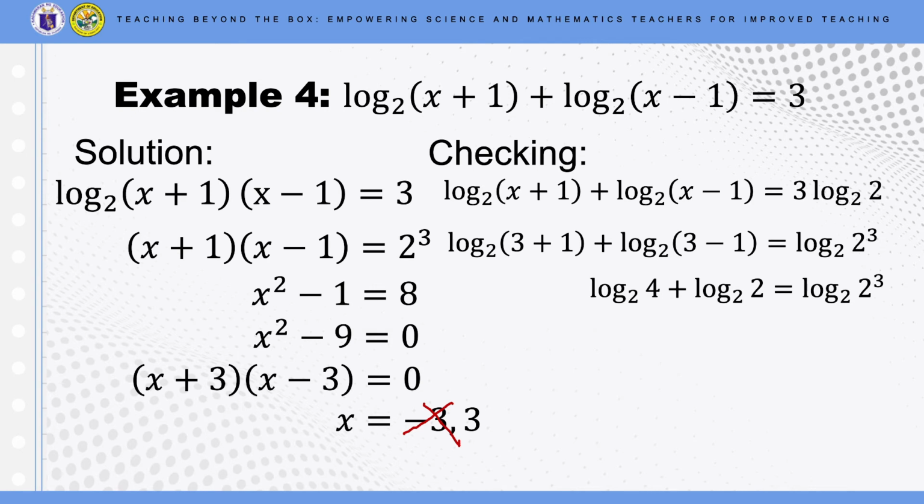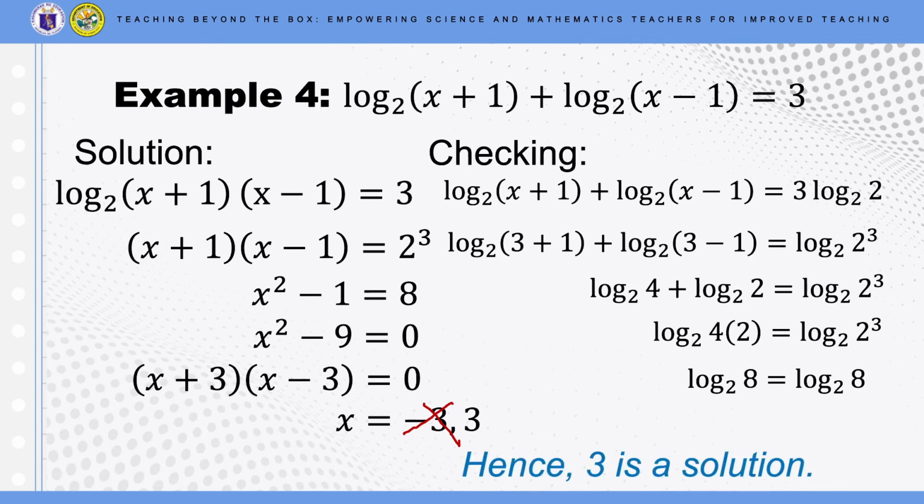Simplifying, we have logarithm of 4 base 2 plus the logarithm of 2 base 2 equals the logarithm of 2 cubed base 2. Again, we have the logarithm of 4 times 2 base 2 equals the logarithm of 2 raised to 3 base 2. Simplify again. So we have logarithm of 8 base 2 equals the logarithm of 8 base 2. As you can see, they are equal. Hence, we can say that 3 is a solution.